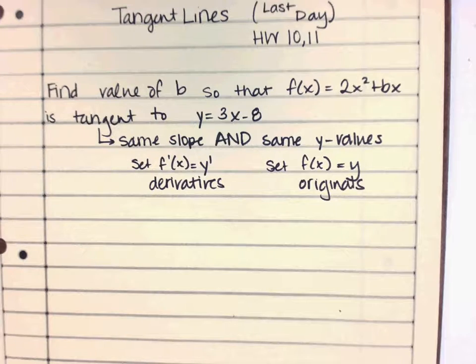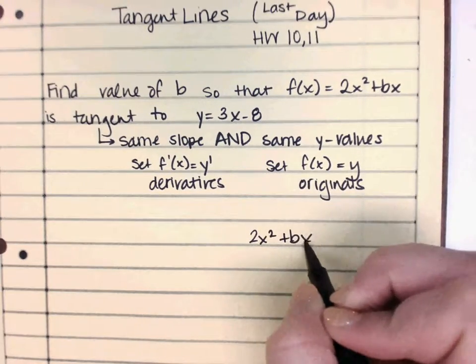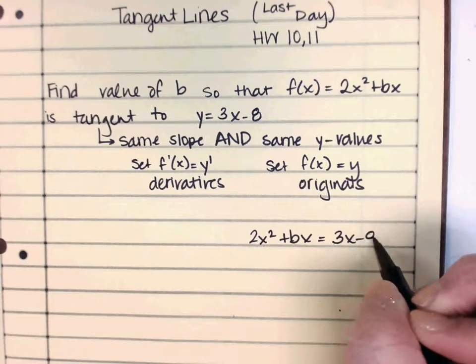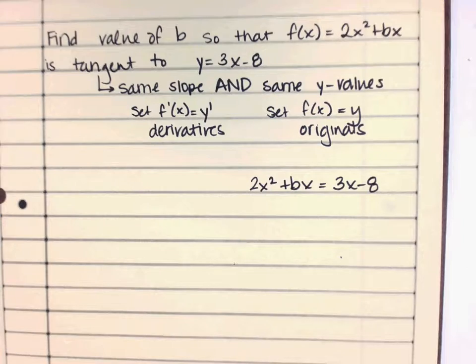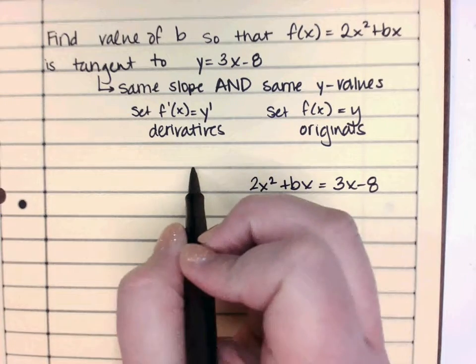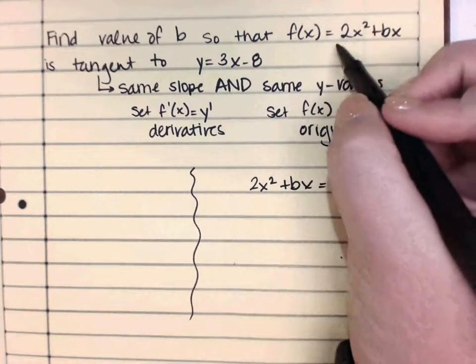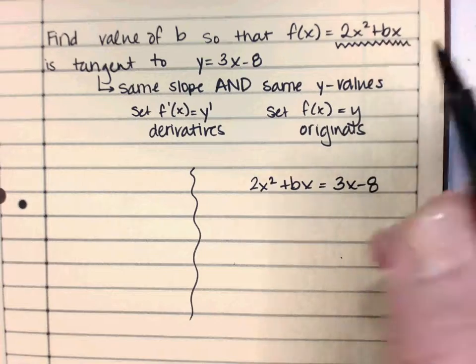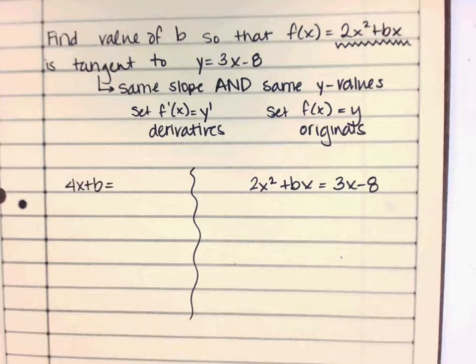We're adding one more. First thing, set the originals equal. So I'm going to have 2x squared plus bx equal to 3x minus 8. That's my equation of my curve equal to my equation of my line. Then on the other side, I'm going to set my derivatives equal. So what's the derivative of this guy here? 4x plus b. Other side, 3x minus 8, what's the derivative? 3.